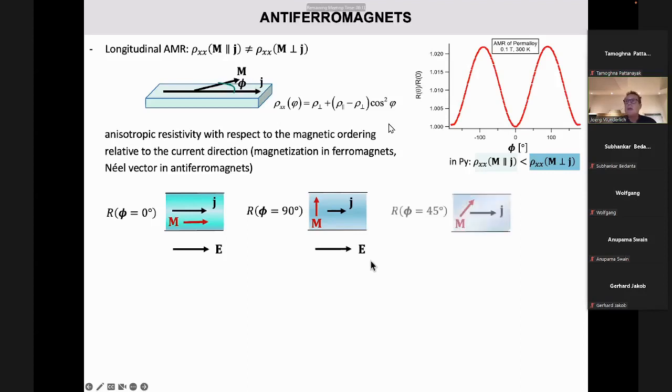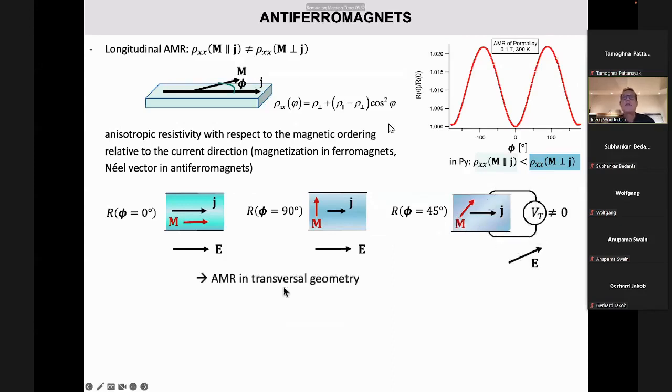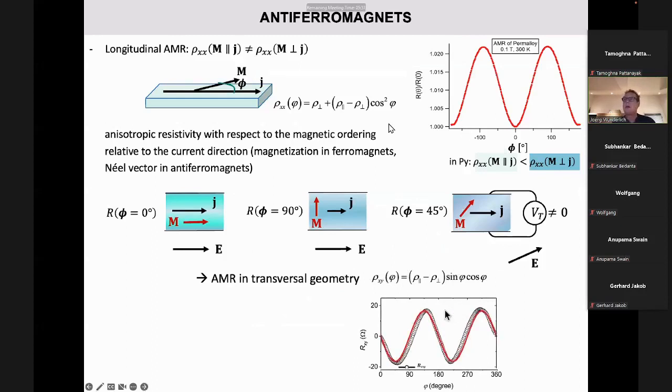However, if you rotate, for example, the magnetization by 45 degrees, you will get a transverse signal. Your electric field is not anymore parallel to the current, and you'll be able to detect a so-called transverse AMR, which is also known as the planar Hall effect. However, it follows the same symmetry as above. Why it should be different? It just changed this angle by 45 degrees. Right. So this is very well known for more than 170 years.